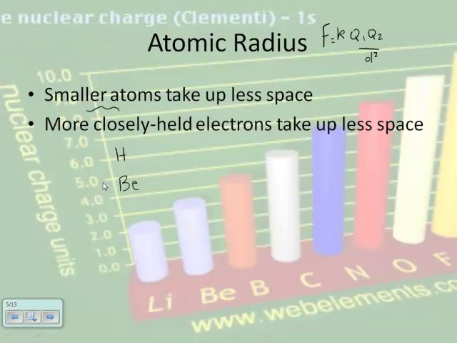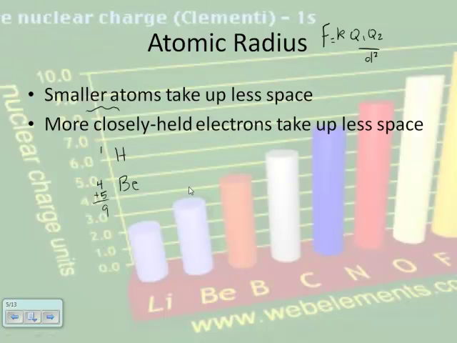Smaller than beryllium, because beryllium has 4 protons and usually 5 neutrons, so a mass number of 9, and hydrogen has a mass number of only 1. So we would think probably hydrogen is smaller. It may be, but we also know that the electrons take up space.